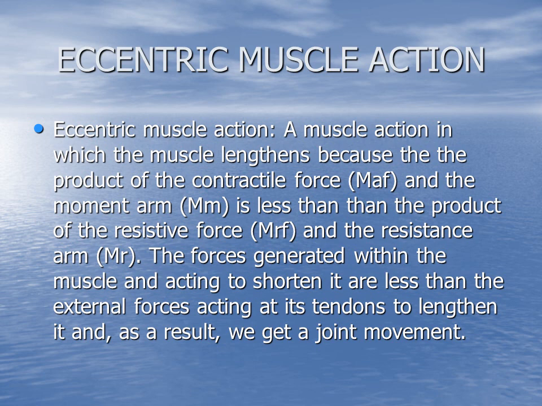With eccentric muscle actions, the forces generated within the muscle and acting to shorten the muscle are less than the external forces acting to lengthen it, and as a result we get a joint movement. However, in this case the joint movement is opposite to the direction that is intended by our examinee, and this is a case where the doctor's force overcomes the examinee's applied force, and we get a movement opposite to the direction that the examinee is intending.